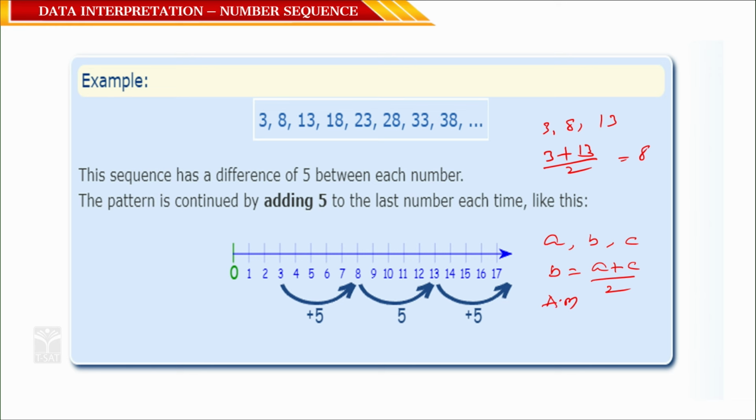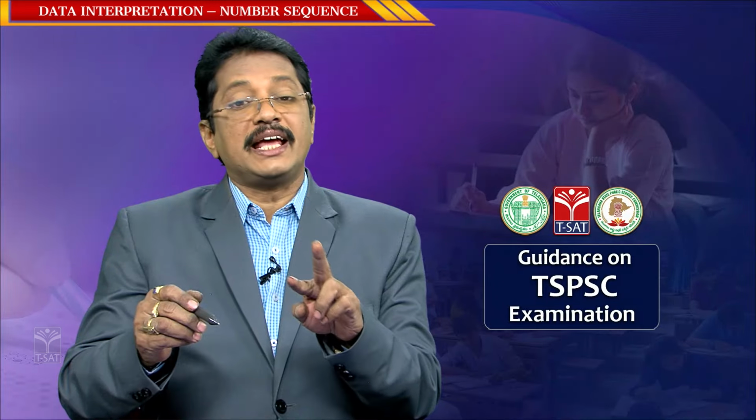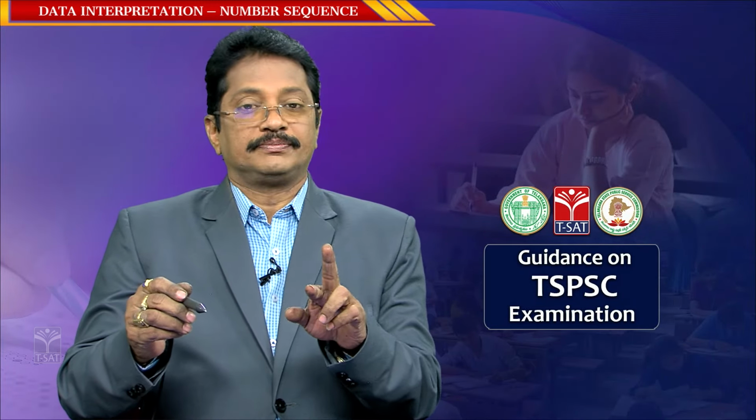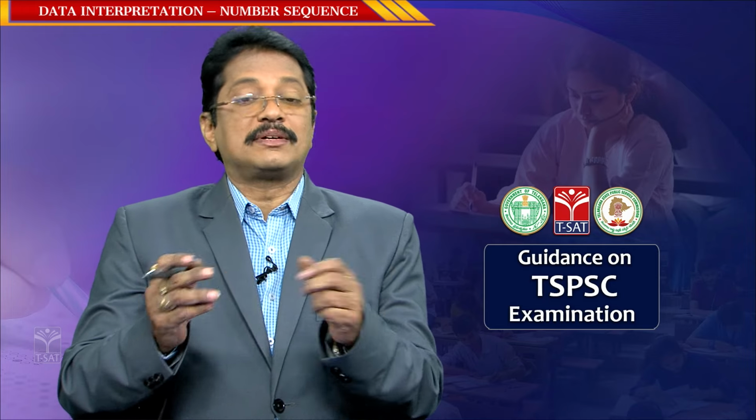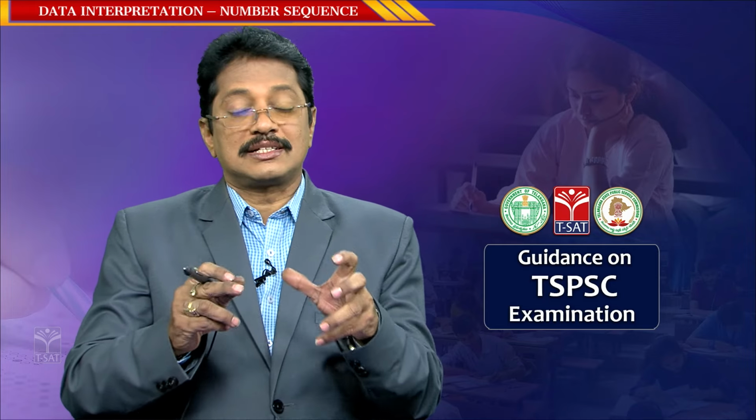Understand? This is one more important piece of information: the arithmetic mean. The arithmetic mean is just the average of the first and third elements if there are 3 elements. That is the arithmetic mean. And the common difference means the difference between any 2 consecutive numbers. That is the arithmetic common difference. You have to understand this.